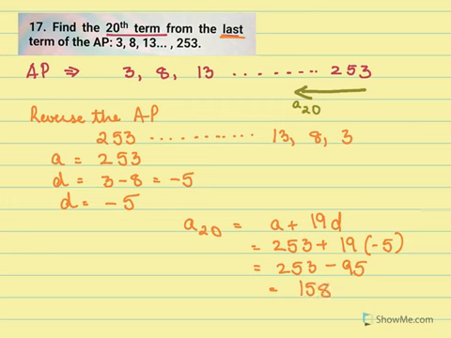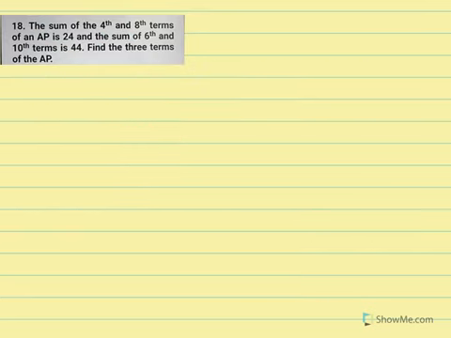So remember, when they ask you the term from the last, you need to reverse your AP and then find the 20th term. So the 20th term here from the end will be 158. The AP keeps on decreasing here and you'll get 158, which is the 20th term.